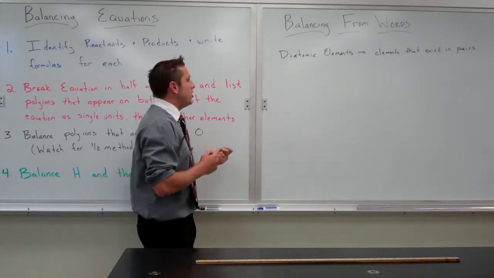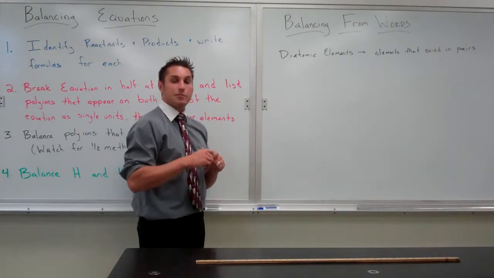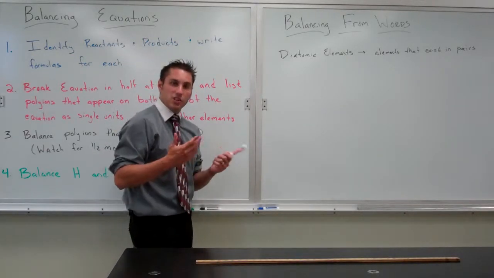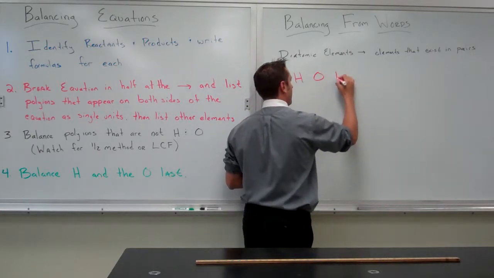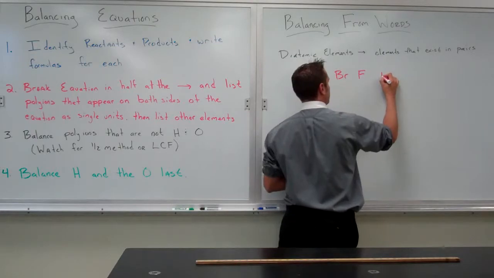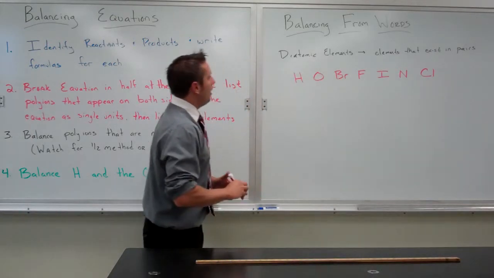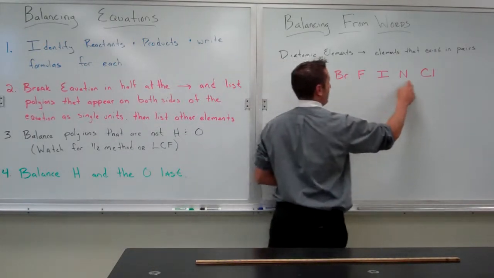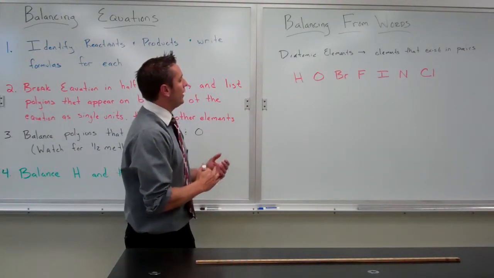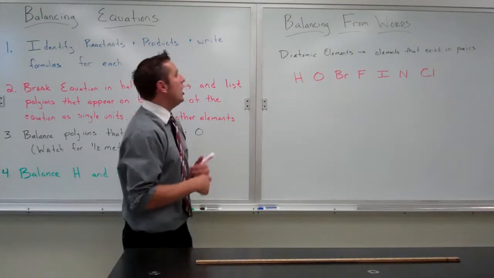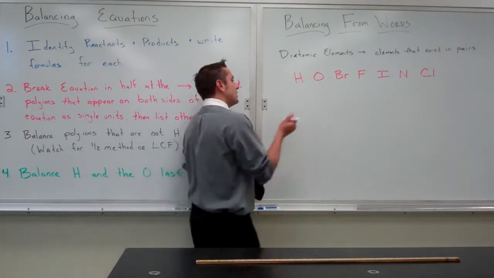But I'll ask you that you need to know what I call your Hober-Finkel's. I know it sounds odd, right? But Hober-Finkel is simply an acronym to help you remember what elements are diatomics. And here's how it works. Hober-Finkel. These elements, hydrogen, oxygen, bromine, fluorine, iodine, nitrogen, and chlorine, do not ever exist by themselves whenever they're just elements. They always exist in pairs.